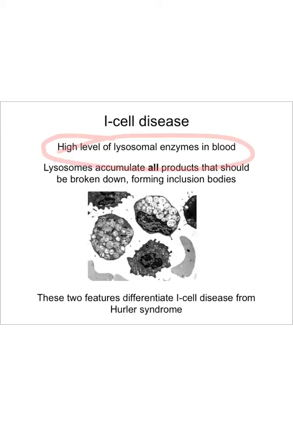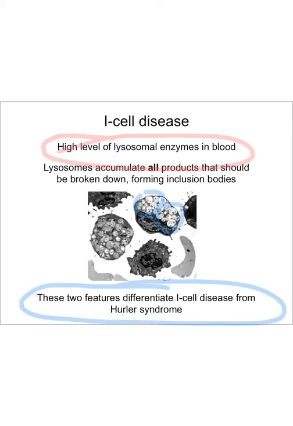And so what are all these inclusions you see in the cells here? Well, these are really packed lysosomes, because these lysosomes cannot degrade essentially any of their cellular components. They're not just missing one enzyme like a normal lysosomal storage disease, but they're missing all their enzymes. So they form these large inclusion bodies within the lysosome. And these two features, the inclusion bodies within the lysosomes, and the high level of lysosomal enzymes in the blood, are the things that differentiate I-cell disease from Hurler syndrome, which it superficially looks like.